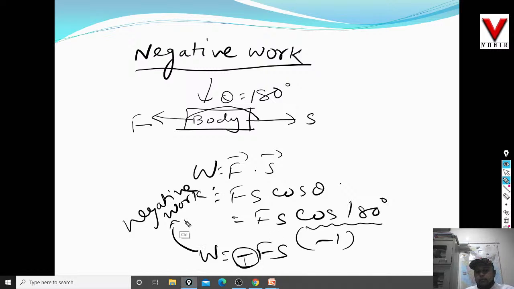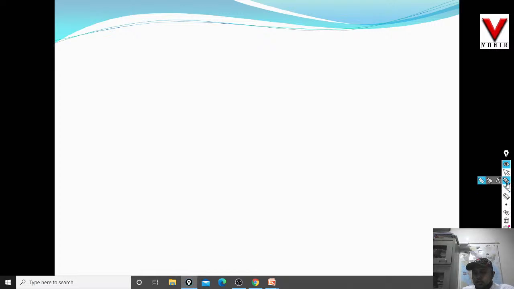So negative work is obtained when the displacement of the body is opposite to the direction of applied force. The displacement and applied force both are in opposite direction. I hope this is clear to you all. So let us move on to the next type of work.